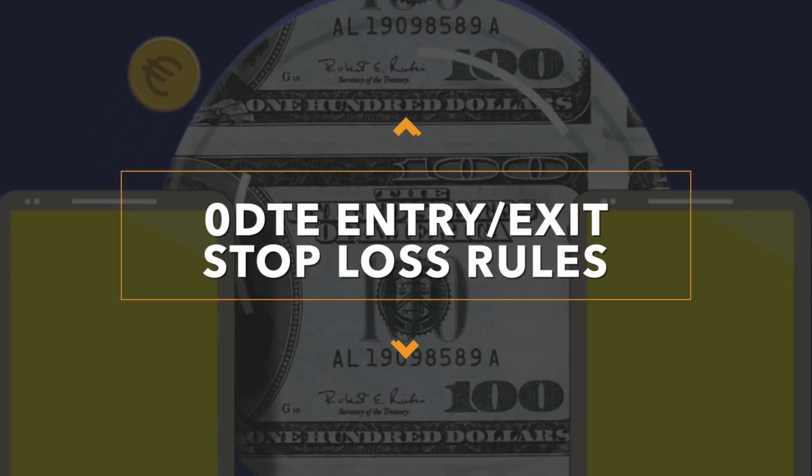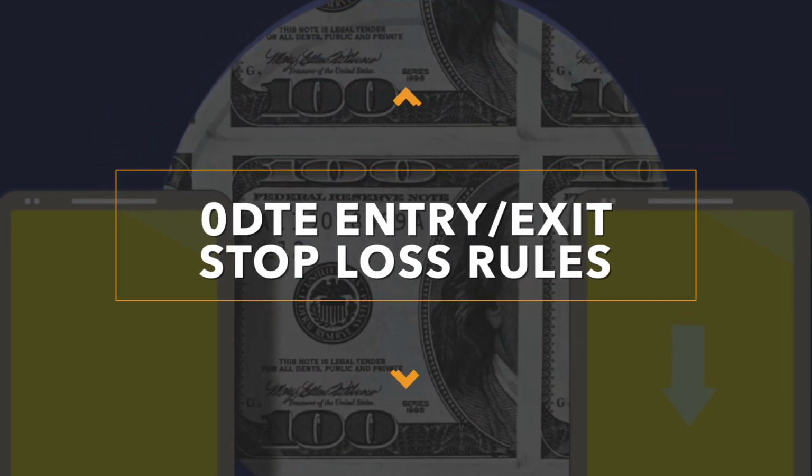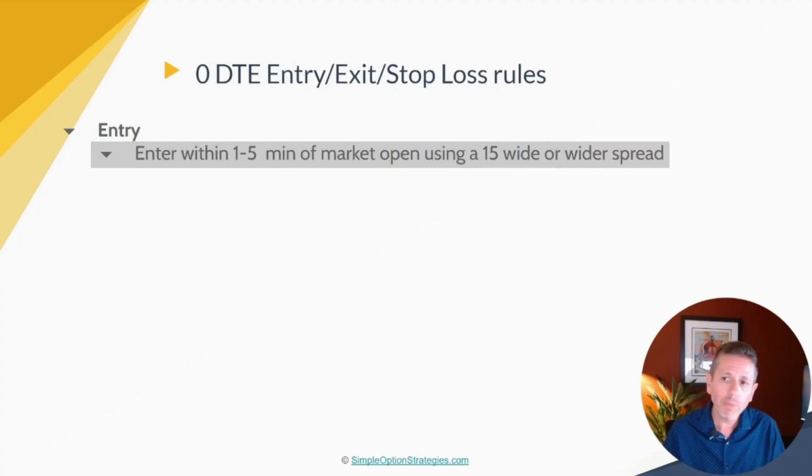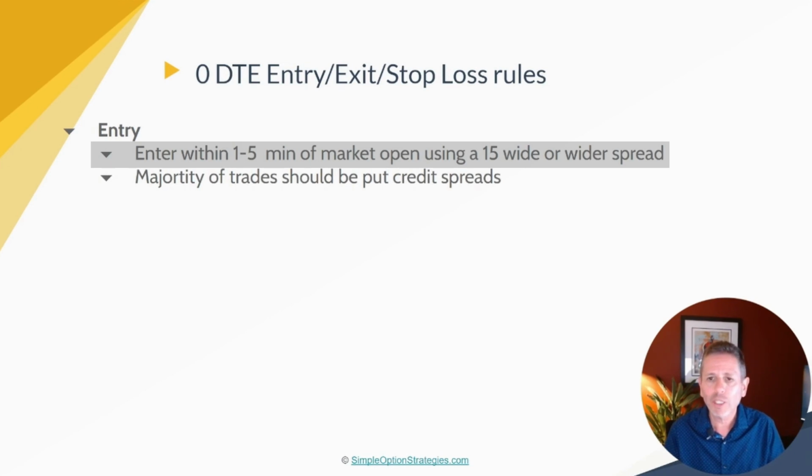So let's talk about the real trade plan here. I enter within 1 to 5 minutes of the market open using 15 wide or wider spreads. Typically it's 15 wide, and I am testing different ways of being able to possibly roll trades using wider spreads, but that's beta right now. I still close out my trades, and I do have examples of not closing them out and getting possibly a max loss, and I'm going to share that with you too, just so you understand how all of this works.